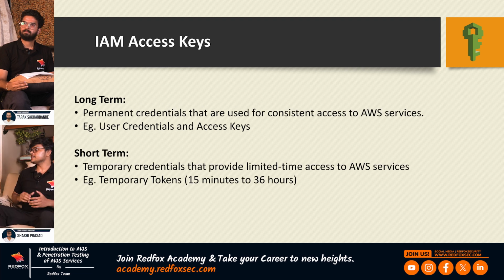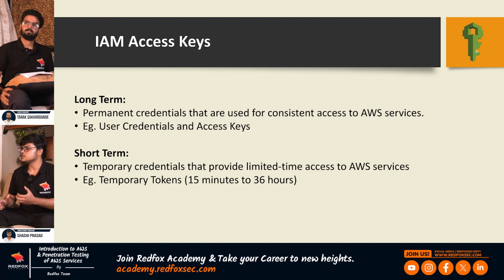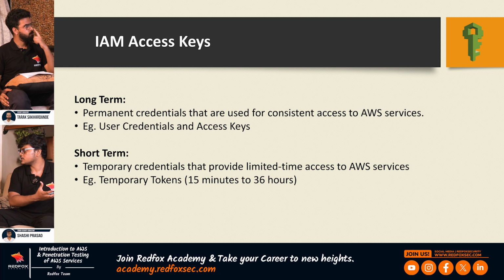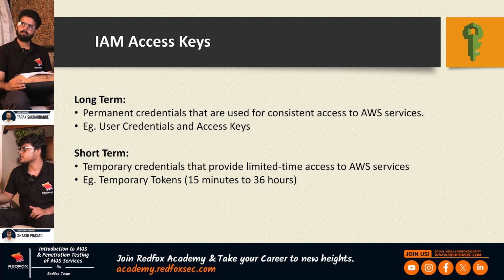Then we have access keys in AWS. How can a user log in? They need credentials. AWS provides two types of keys, which are called long-term keys and short-term keys. Long-term keys are used for consistent access to AWS resources or services. Basically, there are two types of long-term keys. First one is your user credentials, your normal username and password. And apart from that, AWS also has access keys, which are also long-term keys, which you can use to programmatically access AWS resources or services. It's just a key ID and a key that you can use.